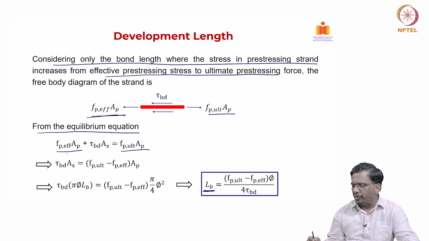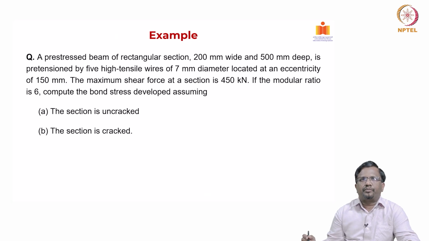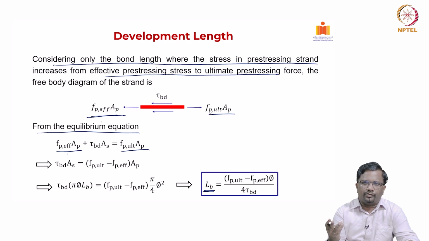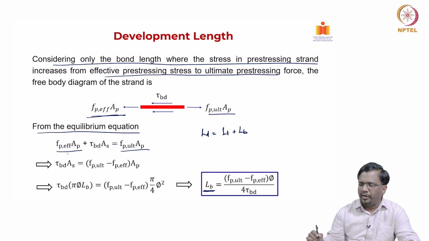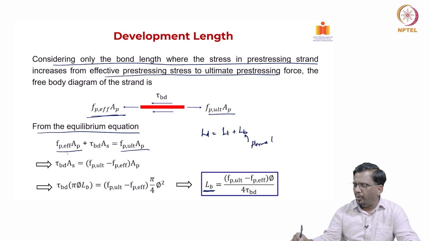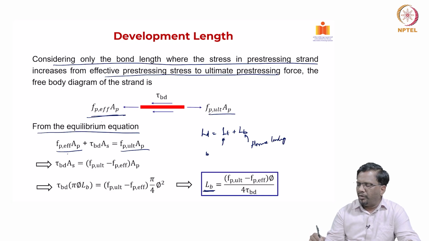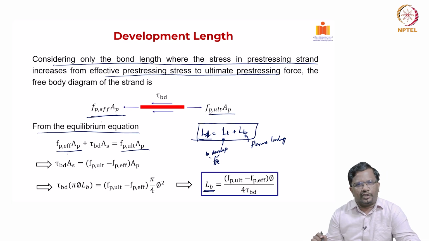So, this is an expression for the bond length. Now we have found expressions for the transmission length and for the bond length due to flexure, and then we can do the calculations. Let us run one example problem. Again, very important to note that development length LD is the summation of the transfer length plus the bond length. This is from flexure loading, and this is to develop FPE, the length required to develop the effective prestress. Both of them together are what we call development length, LD. This is very important. This is the expression of LB; previously, we found an expression for LT.